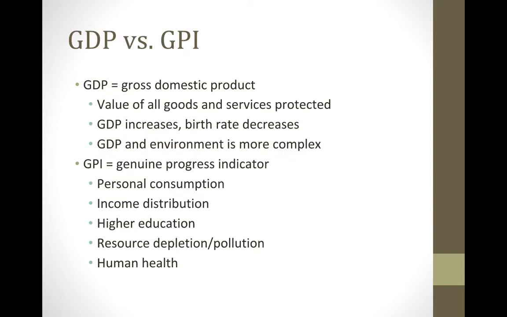All right, this brings us to another big economic topic, which is GDP and an alternative to GDP, which is GPI. So GDP stands for Gross Domestic Product. I think those of you who have taken economics know that already. And the gross domestic product is the total value of all the goods and services that are produced by a country. So typically what we see, and we talked about this a little bit in class, is that when the GDP increases, we tend to see birth rate decrease.